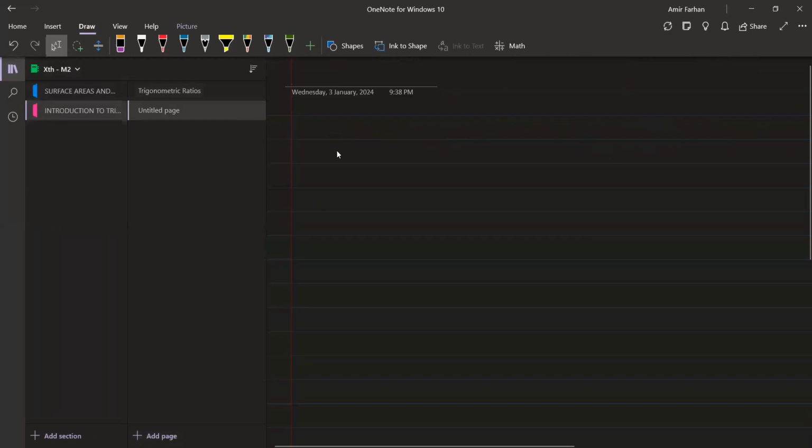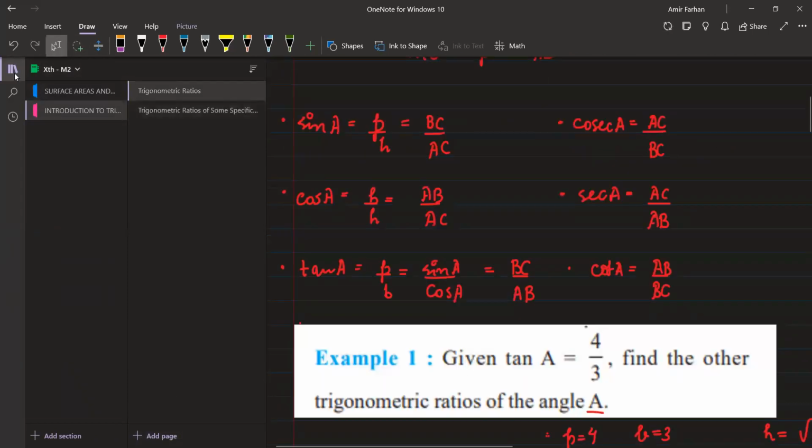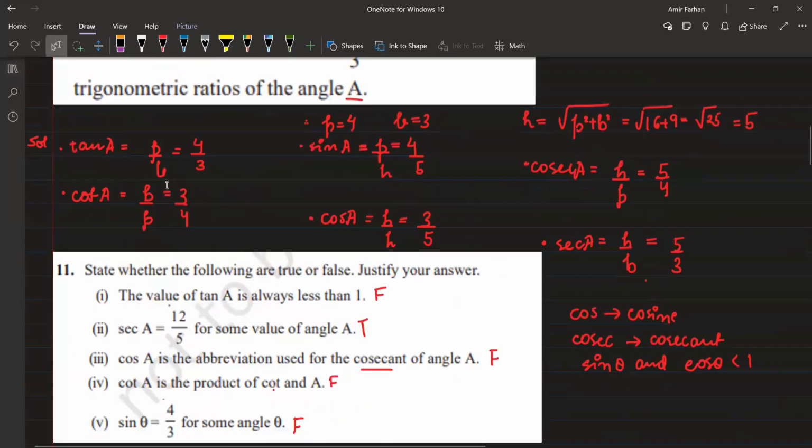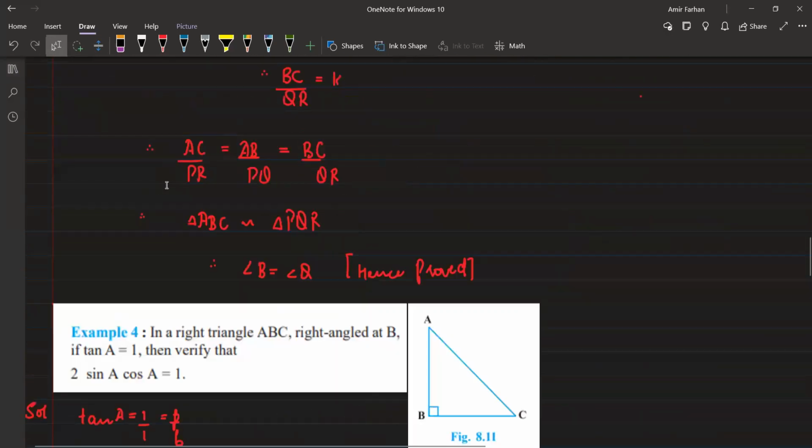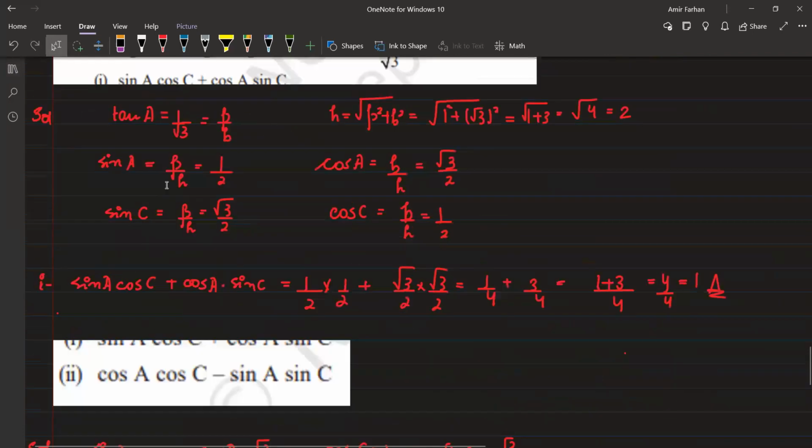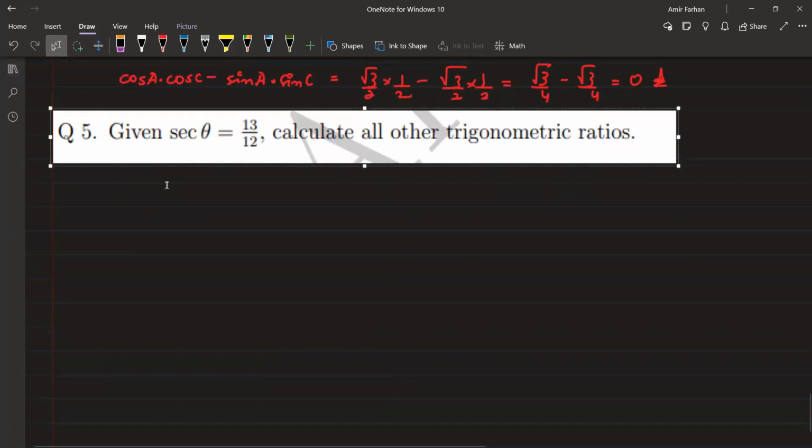Sec theta is given as 13/12. You have to find out all the trigonometric ratios. First you have to find out which sides are given in this sec theta ratio. Can anybody tell me what is the ratio of sec theta in terms of perpendicular, base and hypotenuse?